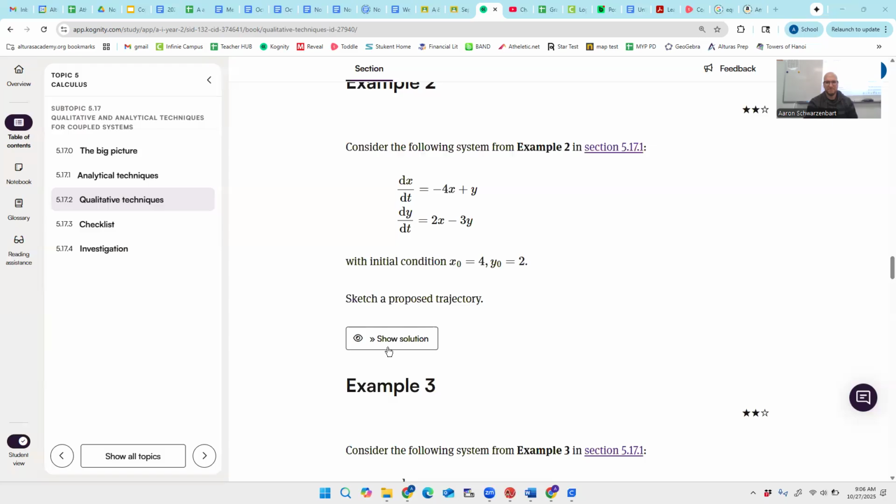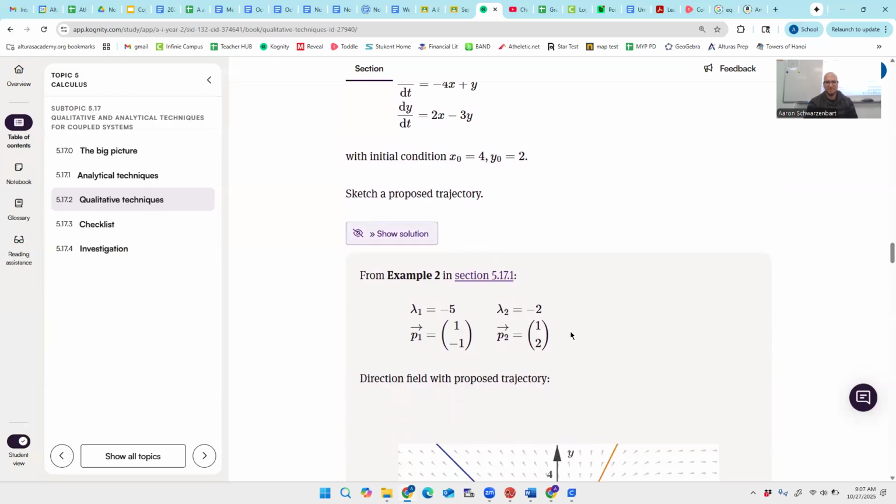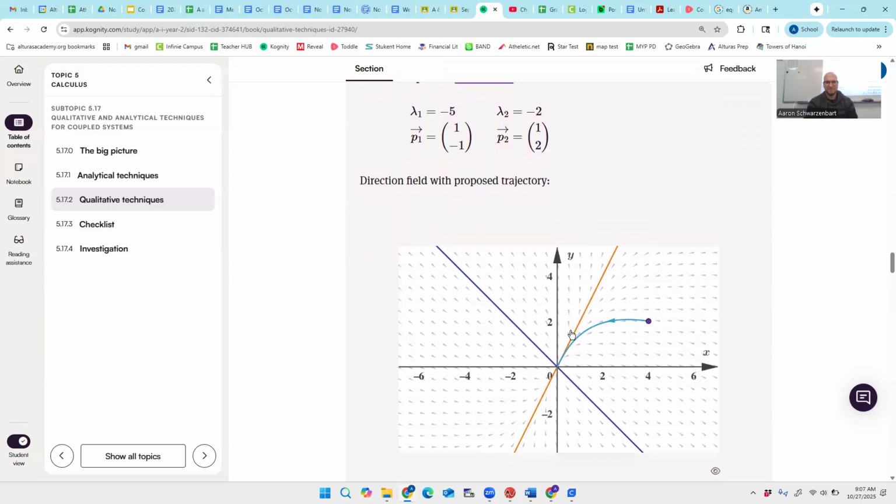Now let's look at this one. It's starting at 4, 2. So here are my eigenvalues and eigenvectors. Which one of the two is larger? The second one, the -2, right? The fact that it's negative tells me it's probably going into 0. If your eigenvalue is positive, it's going away, because keep in mind that you had this formula, correct? Times these guys. So if lambda's negative, e to the negative something is going to 0. Does that make sense? e to the positive something is going to infinity.